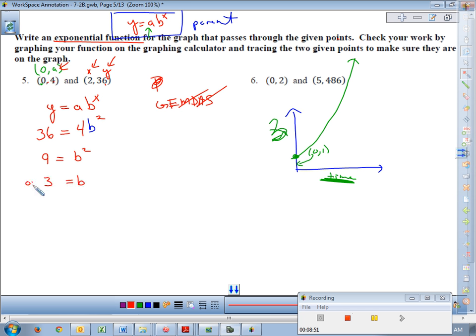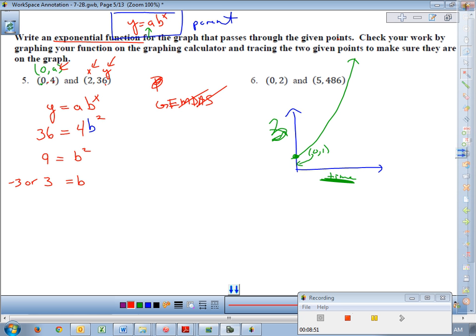3, 4, negative 3. Algebraically, those are the two possibilities for your base. The base could be 3, or the base could be negative 3. That's the algebra.